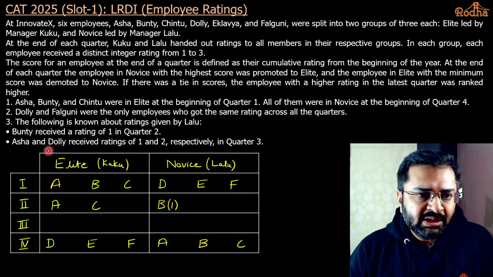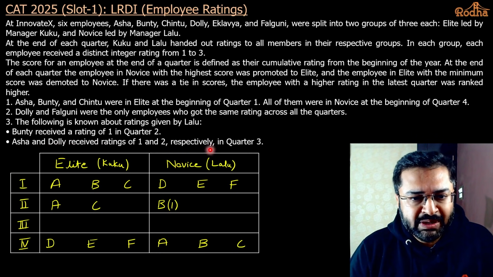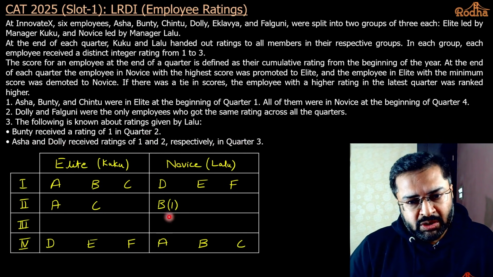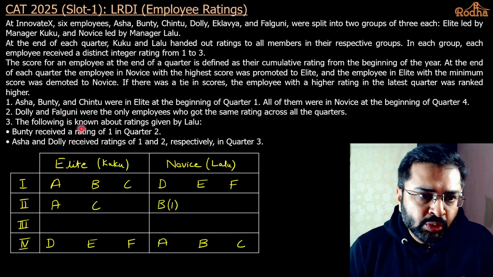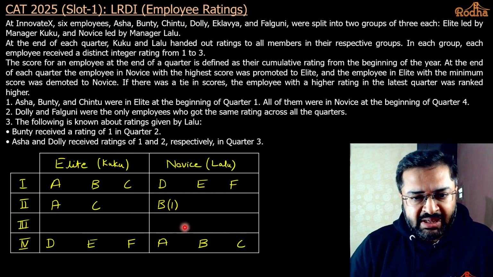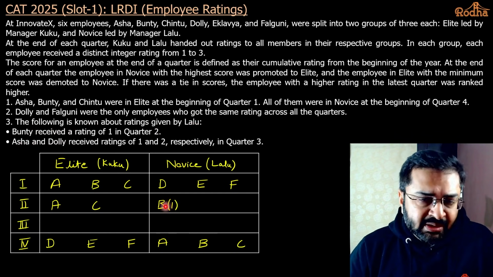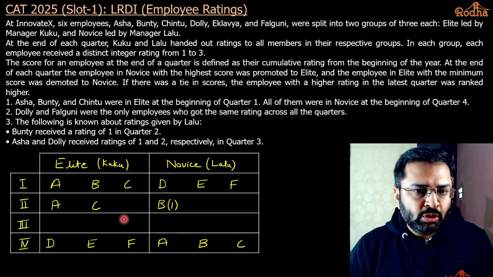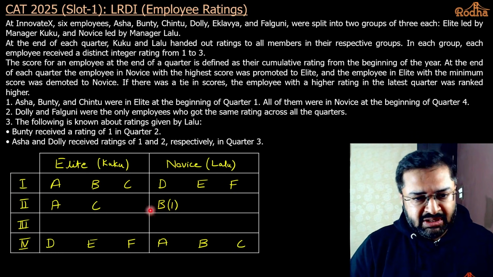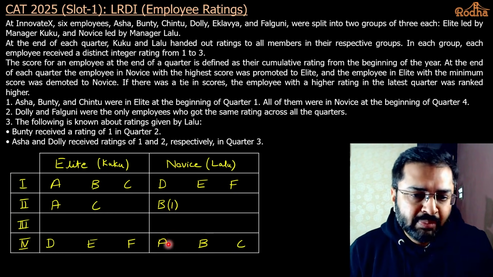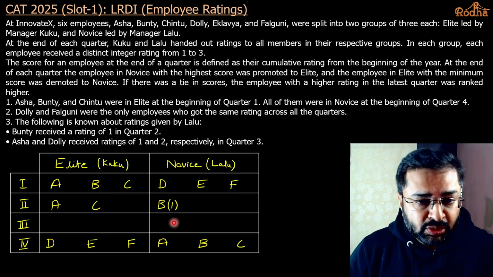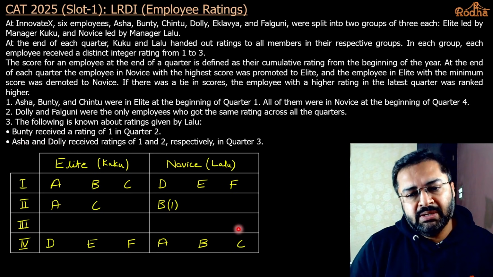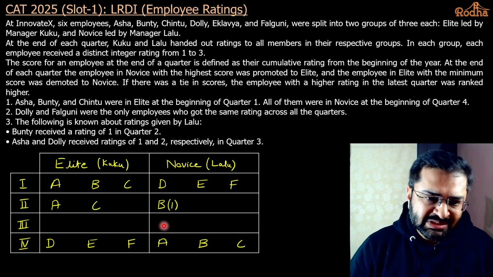Let's read it again. Asha and Dolly received ratings of 1 and 2 respectively in quarter 3. So A and D in quarter 3. So it means what? We are talking about ratings given by Lalu. So it means A and D were definitely in this group and B is already here. As we already figured out, B cannot come back here. Otherwise, B comes here, then goes here, then it'll just break this chain. This is not possible. So it means B along with A and D must have been here. That's the only possibility.